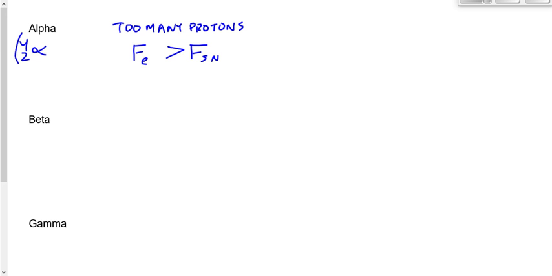The alpha particle consists of what? 4,2 alpha means what? 2 protons and 2 neutrons. What's something else that has 2 protons and 2 neutrons? A helium nucleus. You may see on your test this symbol, 4,2 alpha. You may see on your test 4,2 He, means exactly the same thing.